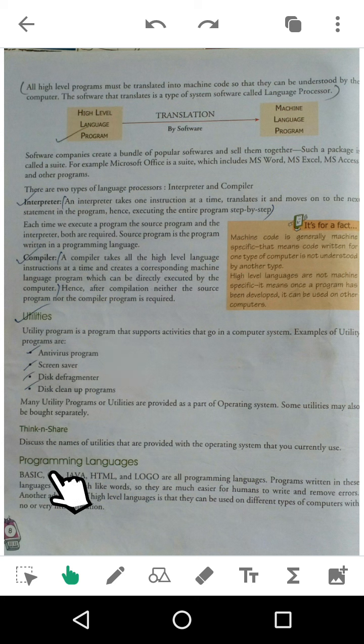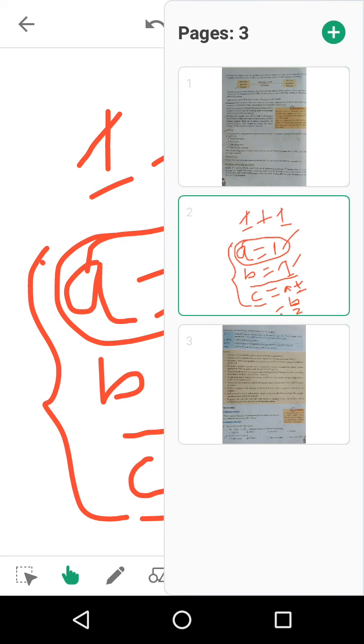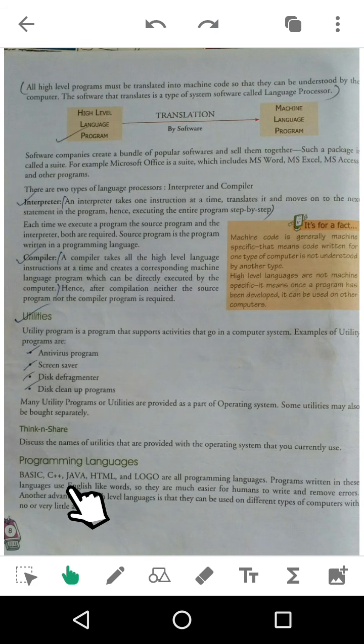Now see, what are programming languages? There are different programming languages. What are the examples? Basic, C++, Java, HTML and Logo are all programming languages. Programs written in these languages use English words. See, I have also used English words here. So this is a high level language. See, A, B, C. This is a high level language. So they are much easier for humans to write and remove errors.